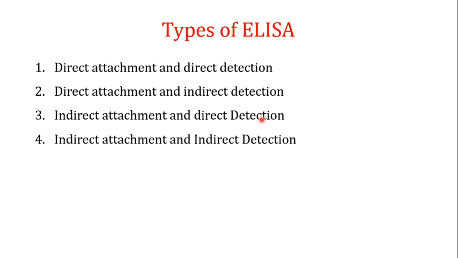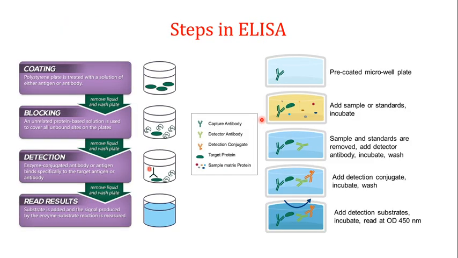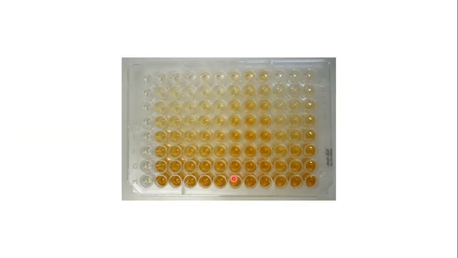And then we classified ELISA based on the concept of direct and indirect attachment and direct and indirect detection into four types. Then I told you the different steps involved in the process of ELISA, and we discussed that in detail. If you are confused, you can see my previous video for the detailed discussion on the different steps involved in the process of ELISA.